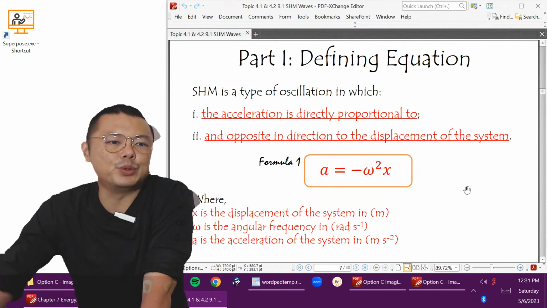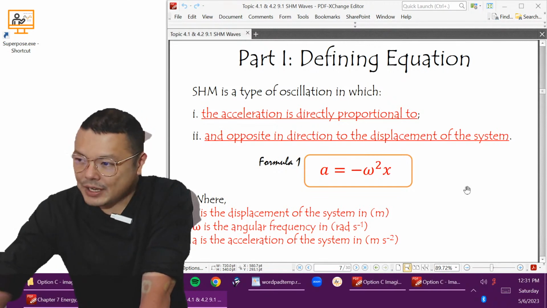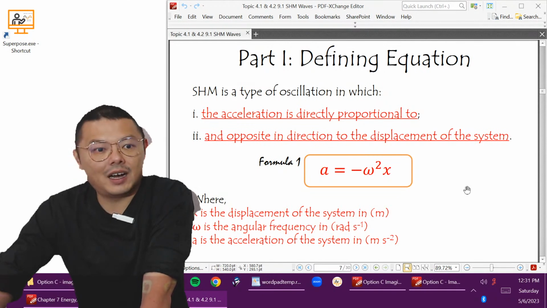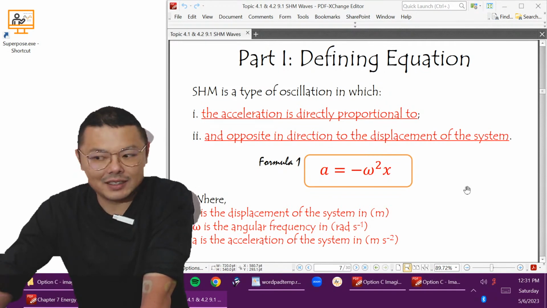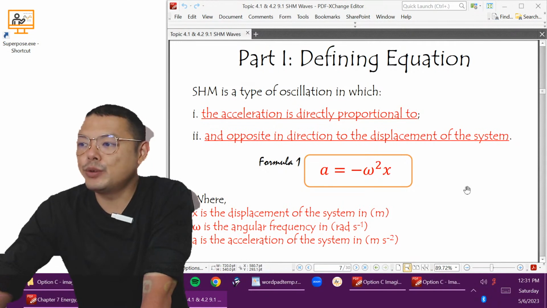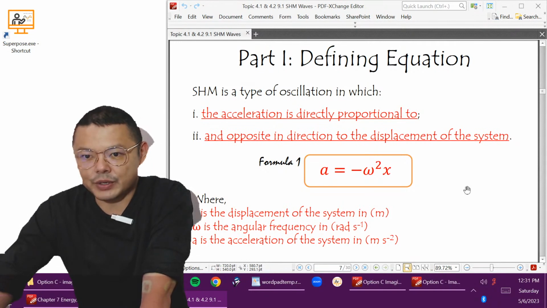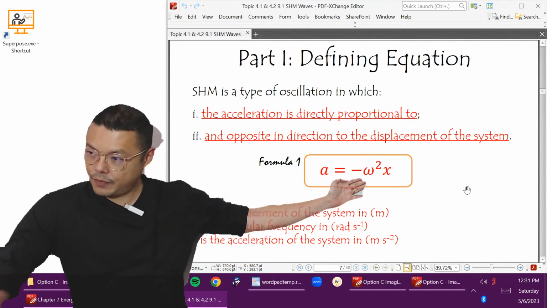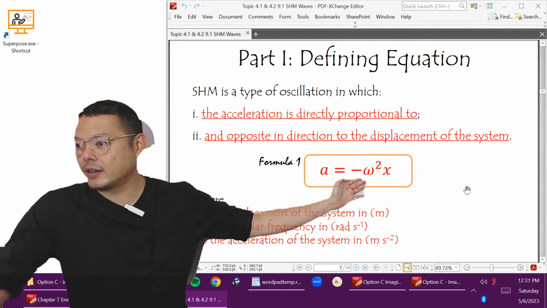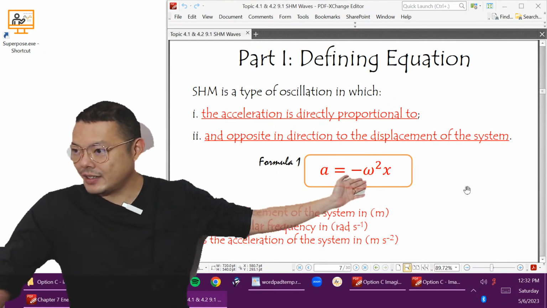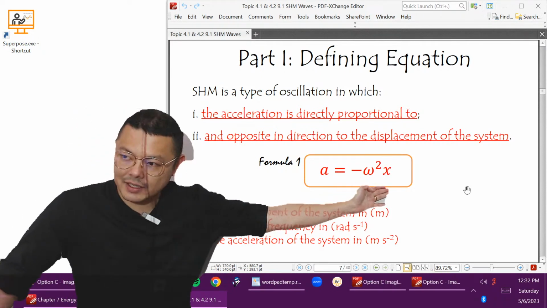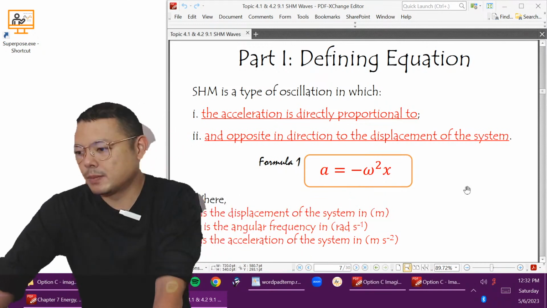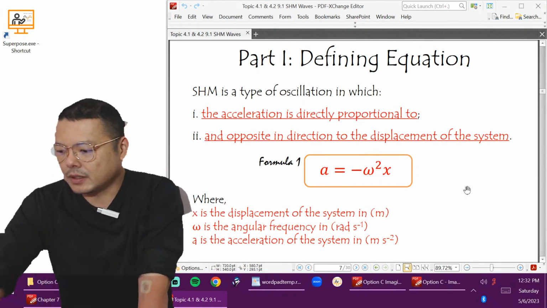All you need to care about is this: this equation helps you calculate the acceleration of an SHM object. So what do you need if you want to calculate the acceleration? You need the angular frequency, which means you need the period or the frequency. And what do you need here? x is displacement.